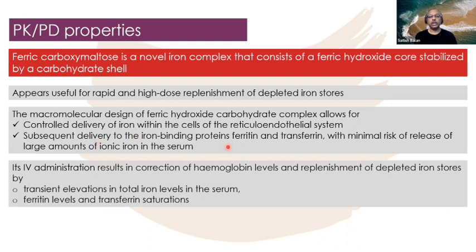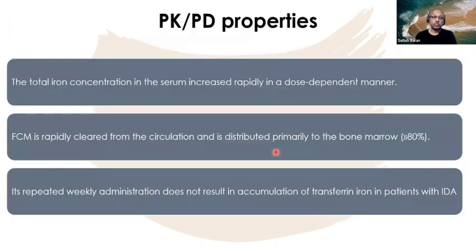And subsequent delivery to iron-binding proteins, ferritin and transferrin, and minimal risk of release of toxic iron ions into the serum. Free iron is not released into the serum because of that. And the IV administration results in correction of hemoglobin levels and replenishment of iron stores. As you can see, transient elevations of total serum iron levels, ferritin levels and transferrin saturation all go up because of the administration of ferric carboxymaltose. So it is a very useful molecule, with very, very little toxicity, especially due to free iron.